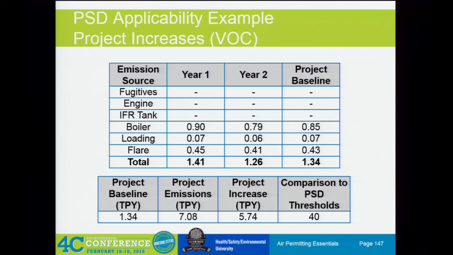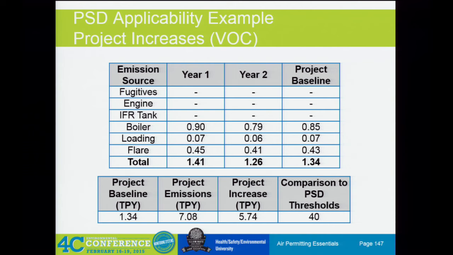And this is a consecutive 24-month period broken up into the 2 years. We took the emissions from year 1 and year 2 in that 10-year period that are consecutive, and took the average of the two and got our project baseline emissions for those three sources. Added them all up together, and we got 1.34 tons of VOC in our baseline emissions.